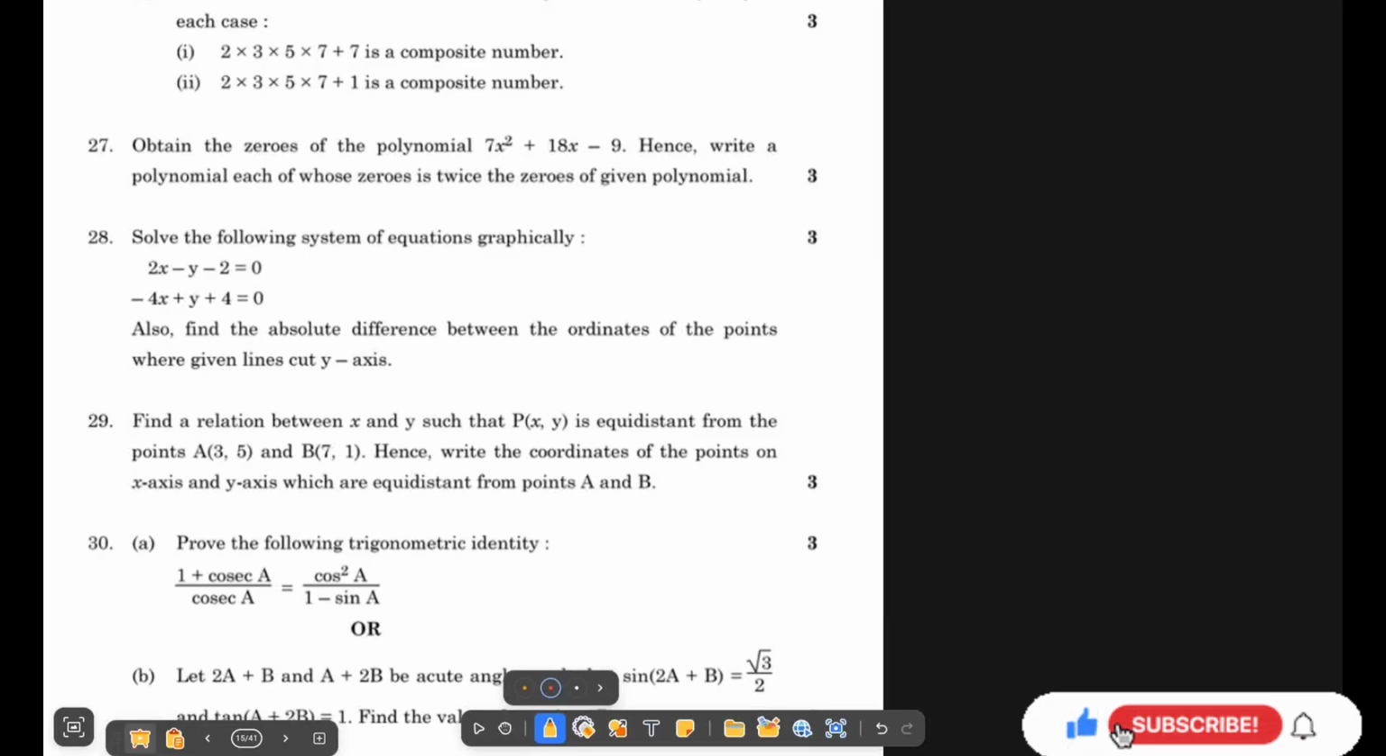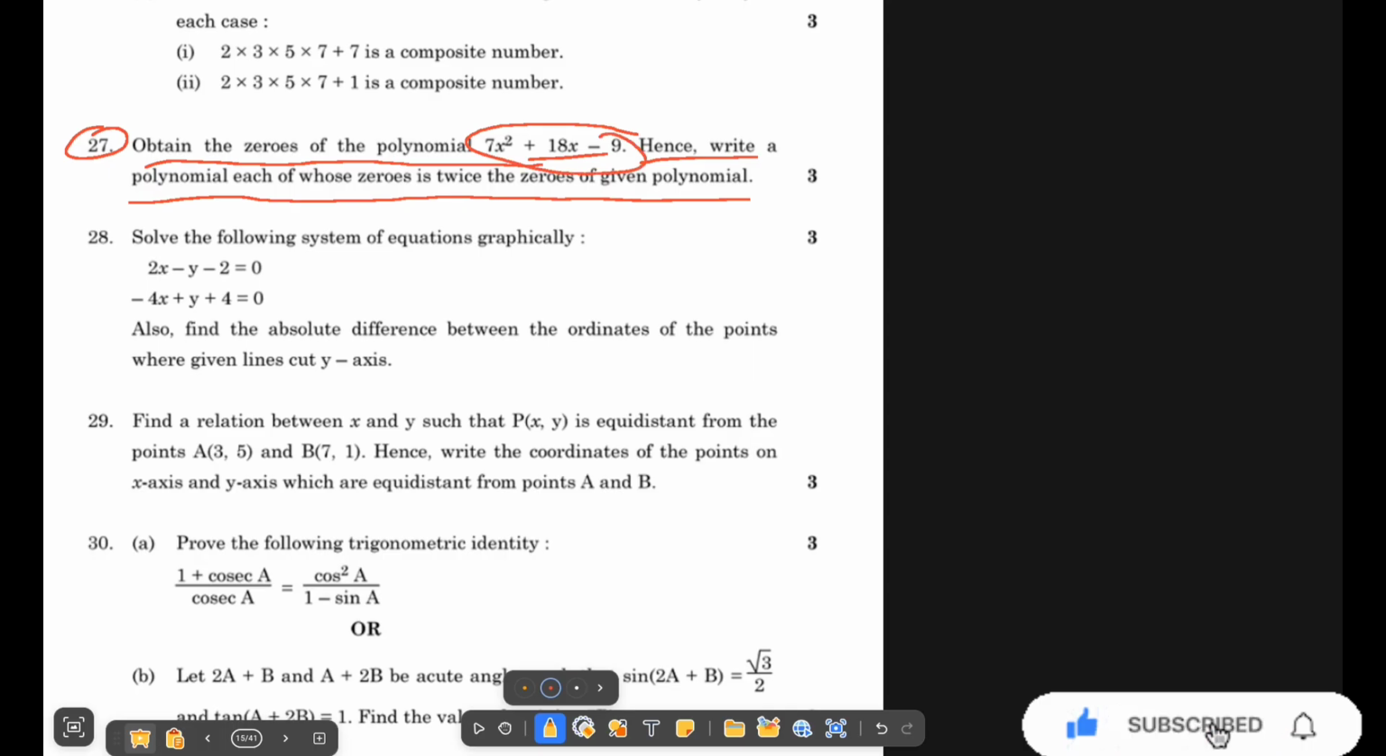Next question is 27th question. Obtain the zeros of the polynomial 7x square plus 18x minus 9. Hence, write the polynomial each of whose zeros is twice the zeros of the given polynomial. So first of all, we need to find the zeros of this polynomial, and we have to find one more polynomial whose zeros are double the zeros of this polynomial.